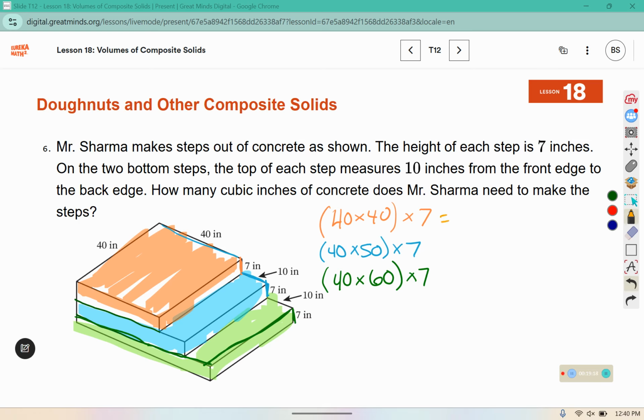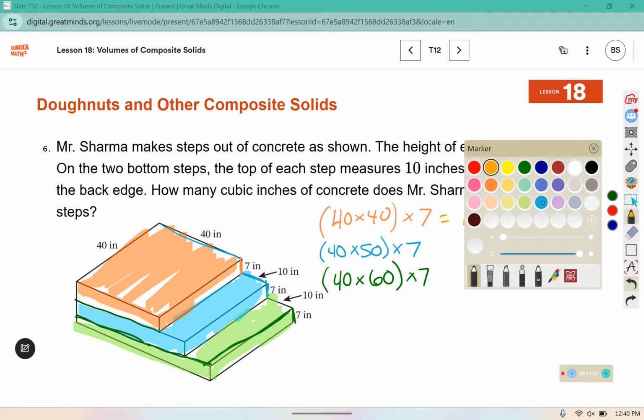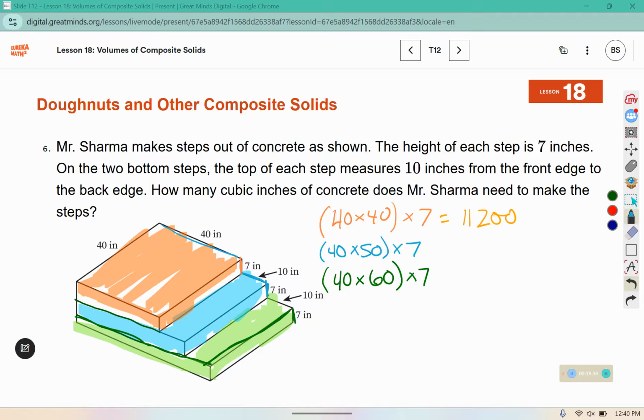So for this orange layer, 40 times 40 for the back is 1,600, times 7 is 11,200. Then 40 times 50 for the base area of the blue is 2,000. And if we times that by 7, that gives us 14,000. For the green, 40 times 60 is 2,400. Multiply that by 7 for the height, and we get 16,800.